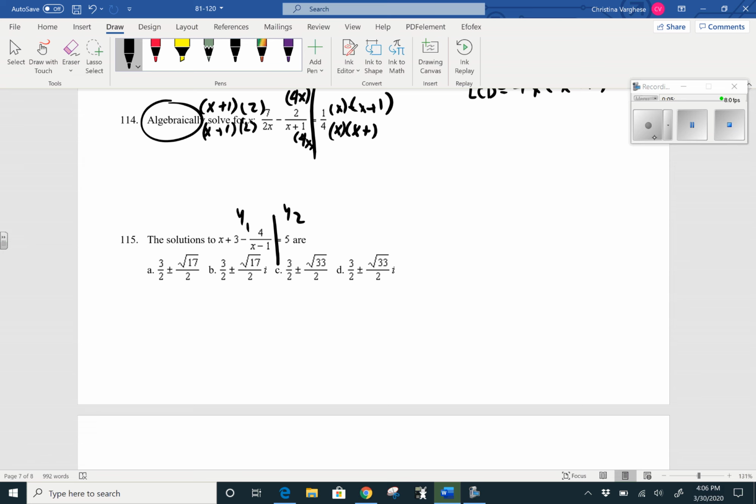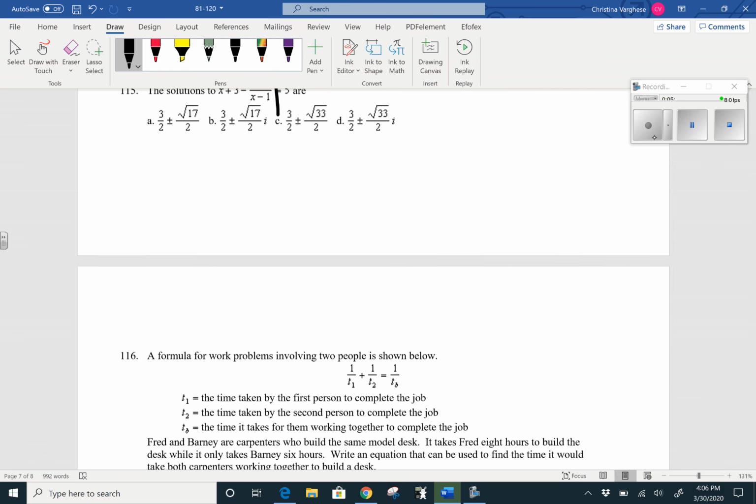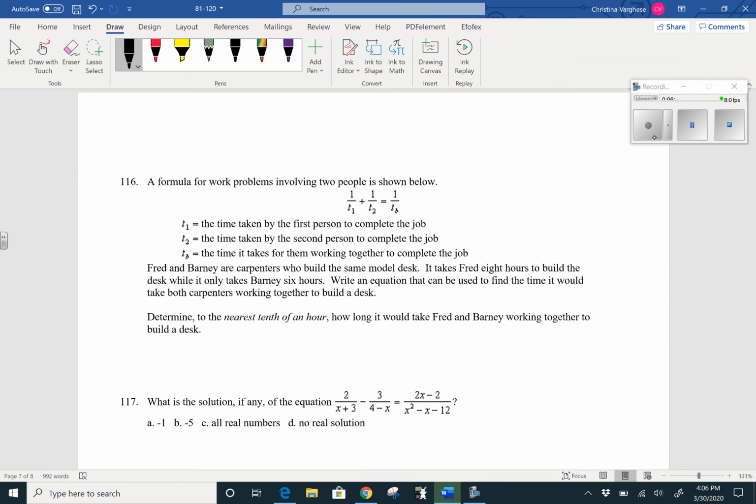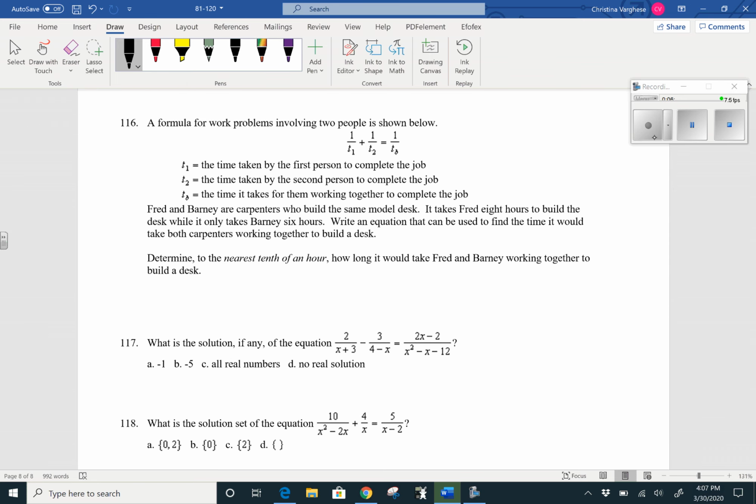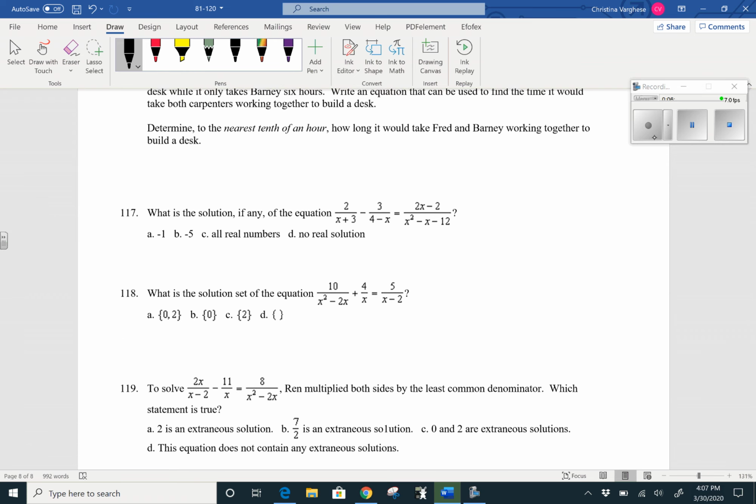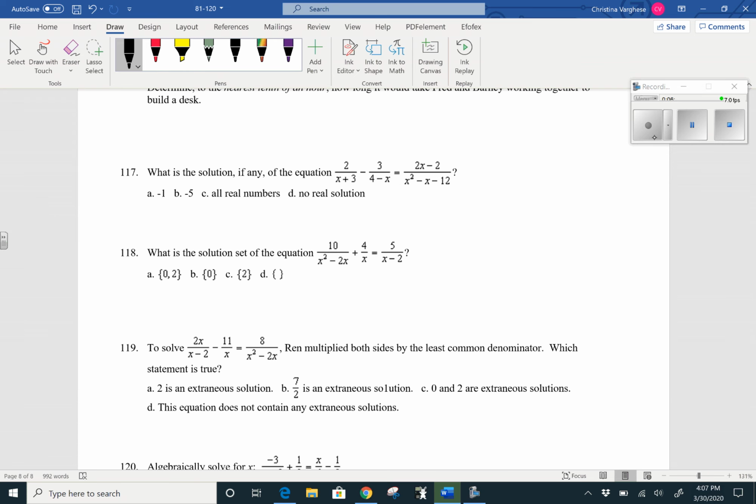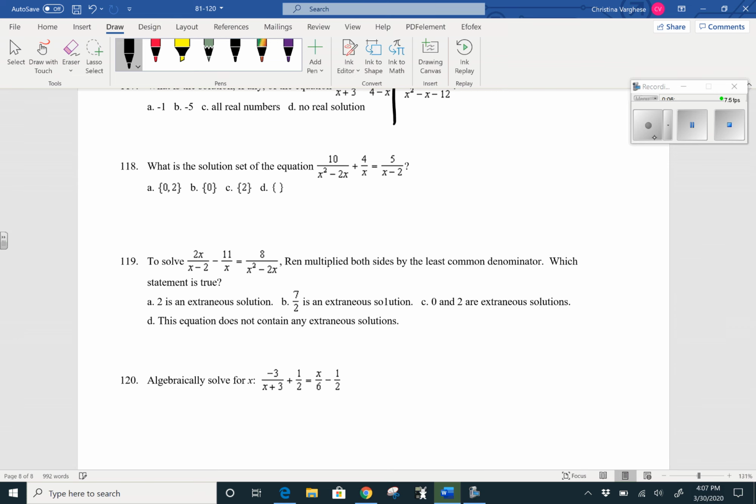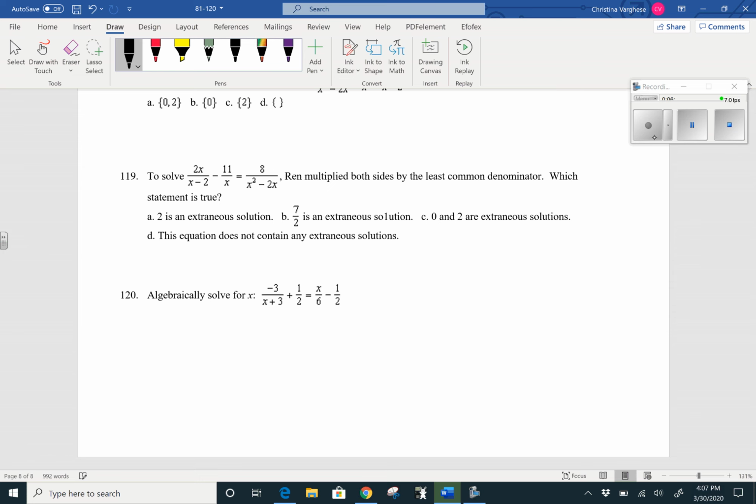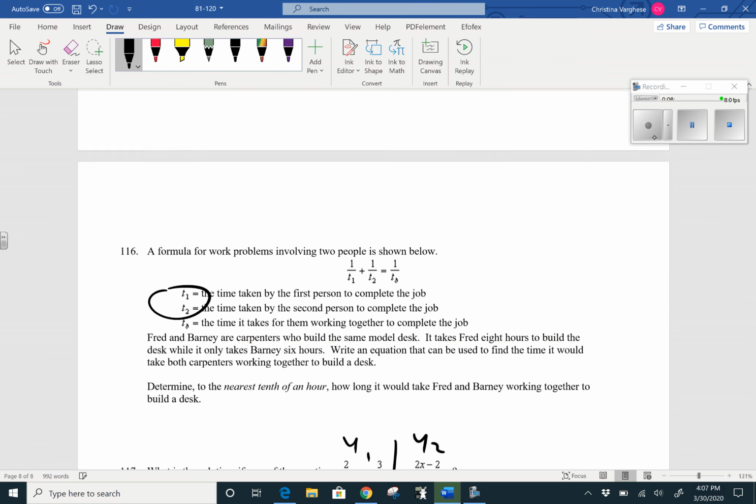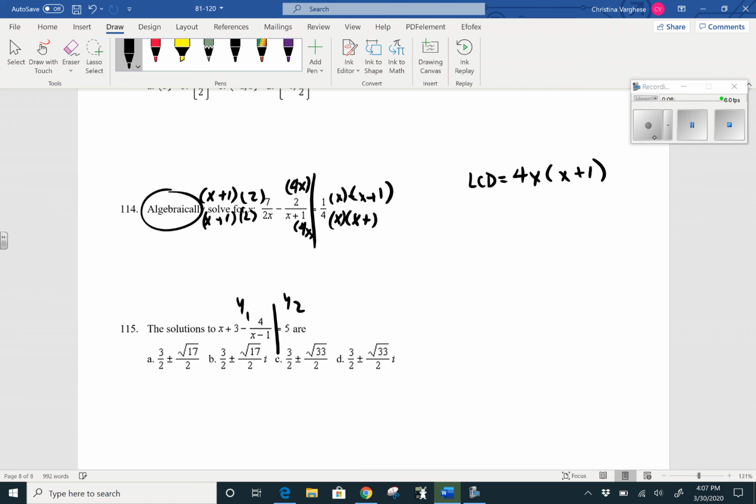Keep in mind that these two have i's, b and d, while a and c do not. 116 is very similar to the other problem that we had with getting the j by itself. Try that. 117, again, you could use y1, y2. 118, same thing. 119, same thing. And 120, you have to do it algebraically. This is similar to the problem I just walked you through, which was 114.